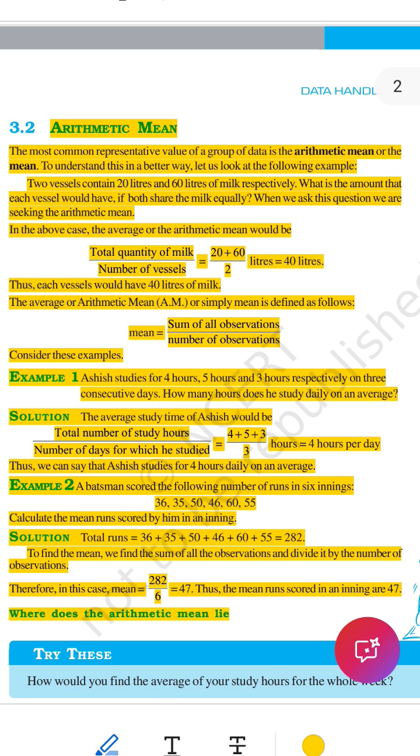3. Formula for arithmetic mean. The mean is calculated using this simple formula: mean equals the sum of all numbers divided by the number of numbers.